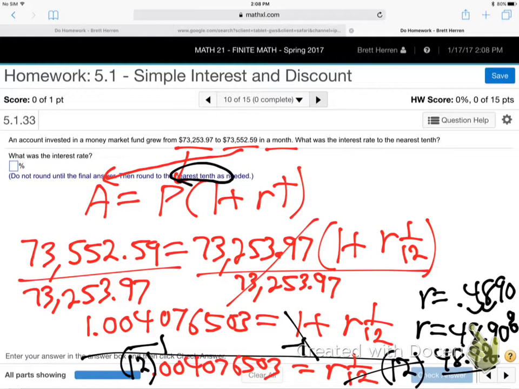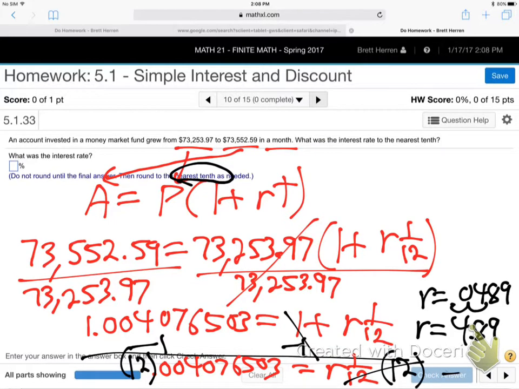It was 0.0489. Oh, was it? Okay. Let me fix that. 0.0489. Sorry, I didn't listen. So 0.0489, and then it goes back 2 places, 4.89%, but they only want it rounded to 1 spot. 4.9%? That good?